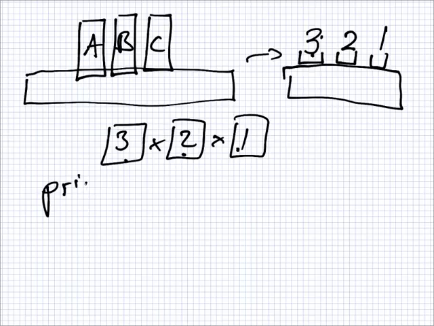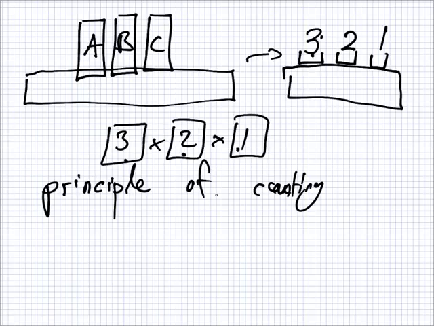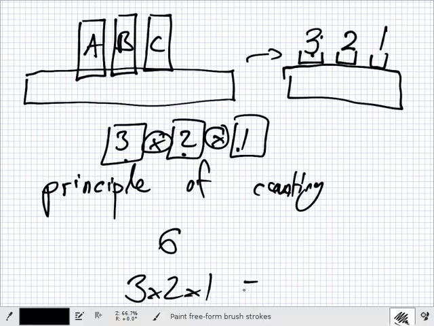This actually has a name. It's called the principle of counting. Counting. You know, count 1, 2, 3. And the idea is that you multiply to get the total possibilities. So here the answer will be 6. What about if I had 4 books? 4 multiply 3 multiply 2 multiply 1. Now does that sound familiar? 3 multiply 2 multiply 1. What does that equal to? That's the same as 3.